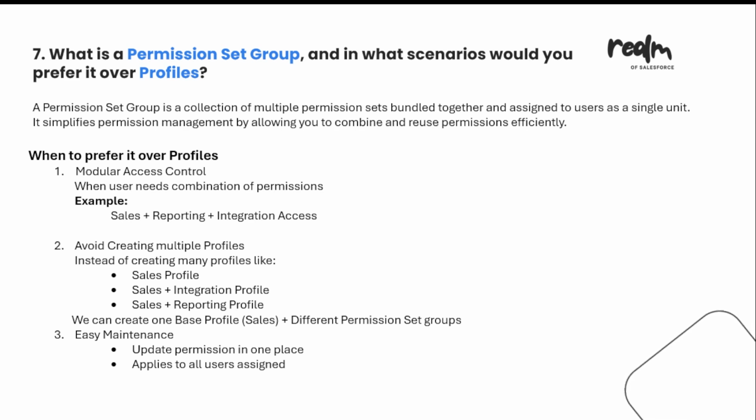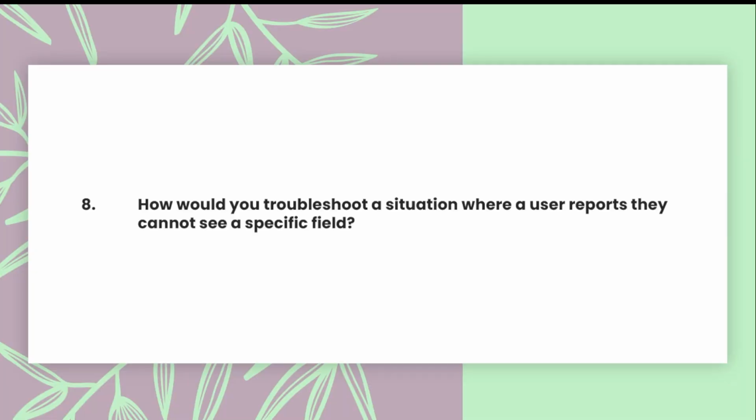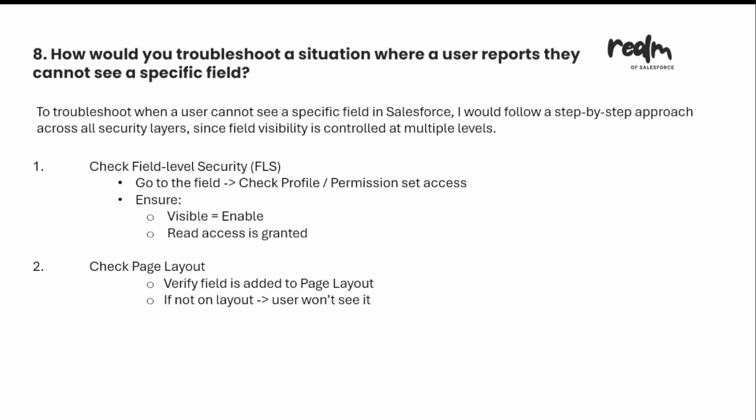How would you troubleshoot a situation where a user reports they cannot see a specific field? These are some of the questions where there can be multiple approaches. It's all about how you explain in the interview. To troubleshoot when a user cannot see a specific field in Salesforce, I would follow a step-by-step approach across all security layers, since field visibility is controlled at multiple levels.